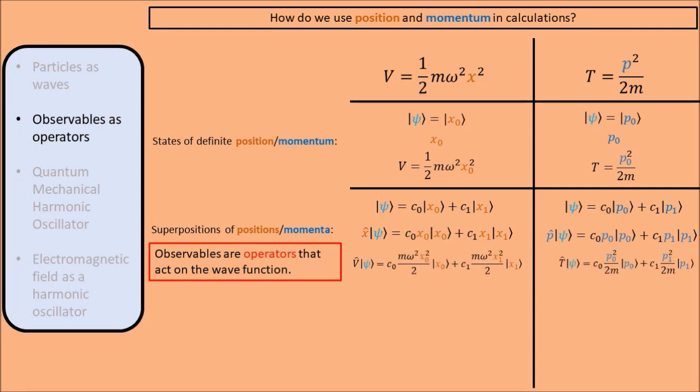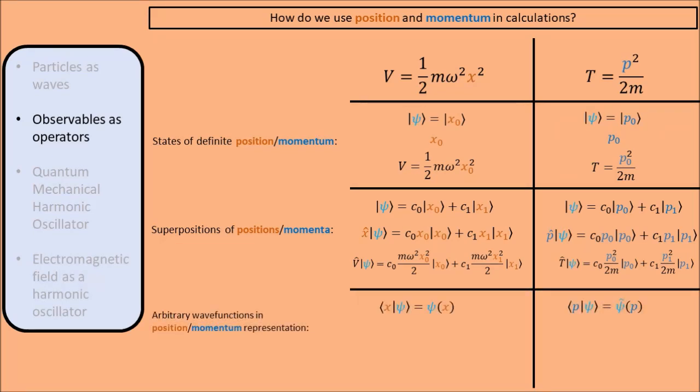By the same reasoning, the potential energy and kinetic energy now also become operators, and if you apply the potential energy operator to the wave function, then the state with position x0 will get multiplied by the potential energy at x0, etc. Let's now extend these results to arbitrary wave functions.